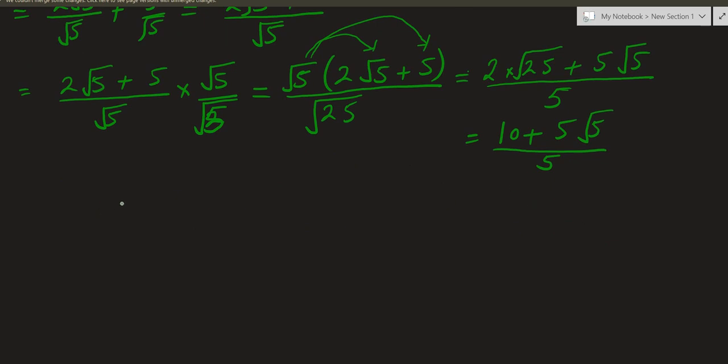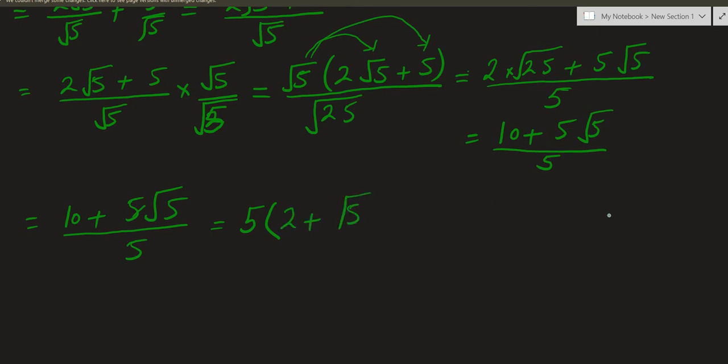Okay, to continue more, what I'm going to do now, this one I can simplify more, guys. So I'm going to write it on this question over here. So 10 plus 5 root 5 over 5. So here we got 5 here, 10 here, so I can simplify more. I can take 5 outside. So this is 10, we got 2 over here plus root 5. I hope you understand.